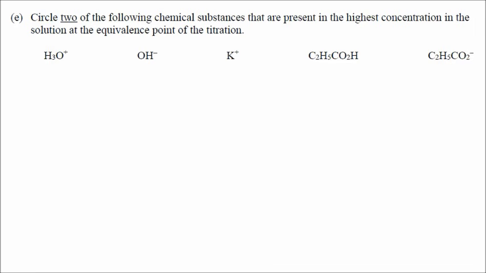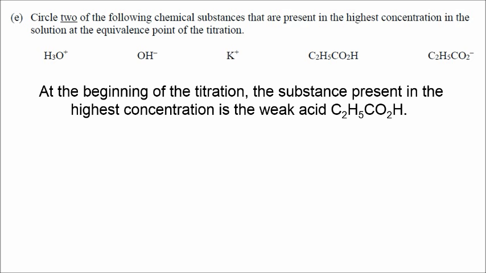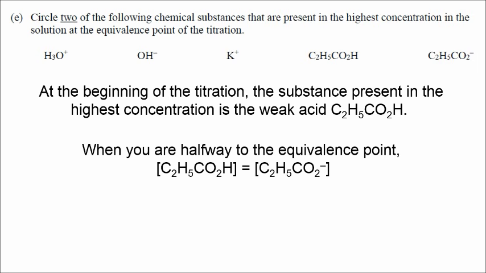Now we have to circle 2 of the following chemical substances that are present at the highest concentration in the solution at the equivalence point. Now in the beginning of the titration, we had a lot of propanoic acid, the molecules that had not been neutralized yet. At the halfway point, we had an equal concentration of both propanoic acid and propanoate, the conjugate base.